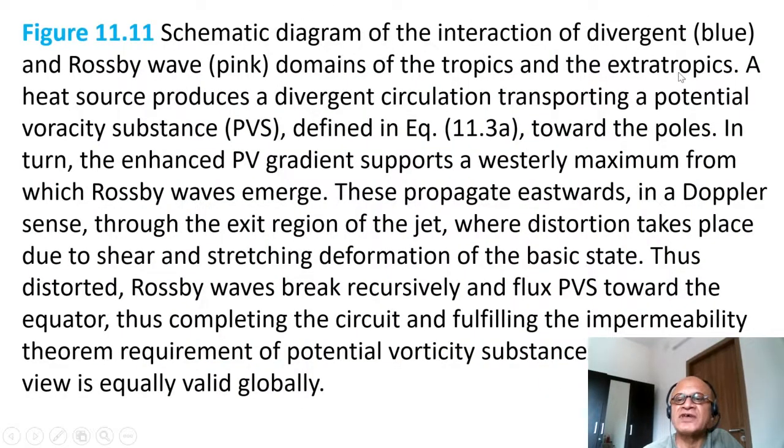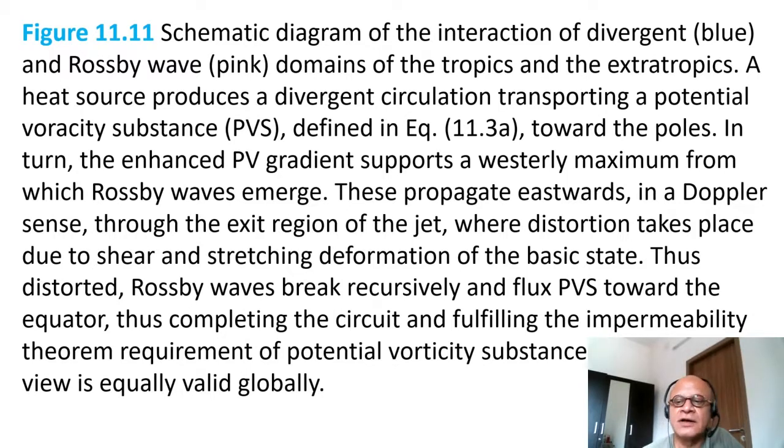A schematic diagram of the interaction of divergent and Rossby wave domains of the tropics and extratropics. A heat source produces a divergent circulation transporting potential vorticity substance, which we haven't defined here, but this is the definition in the book, towards the poles. In turn, enhanced PV gradient supports a westerly maximum from which Rossby waves emerge. These propagate eastwards in a Doppler sense through the exit region of the jet, where distortion takes place due to shear and stretching deformation of the basic state. We will see a little bit more of that.